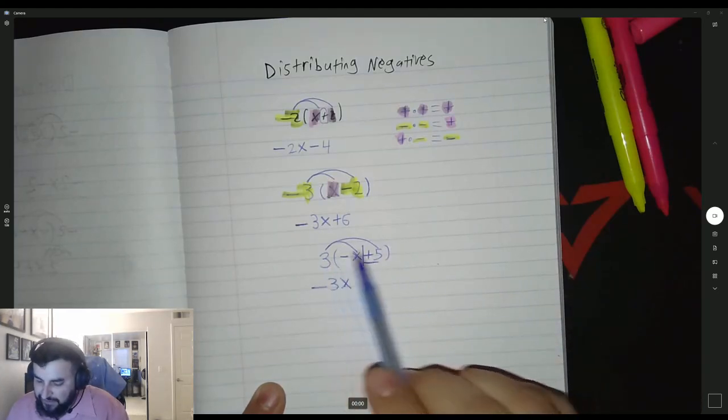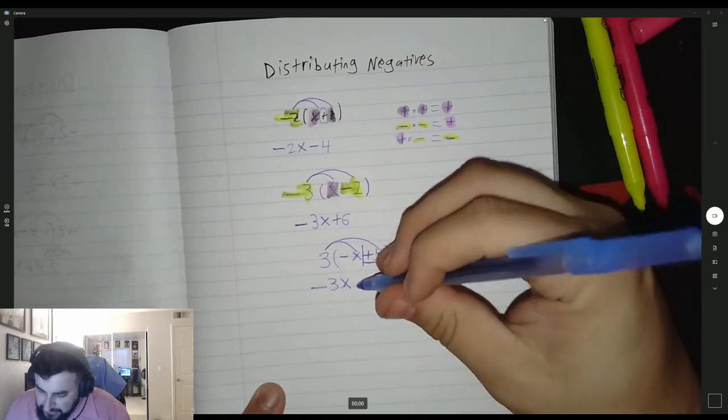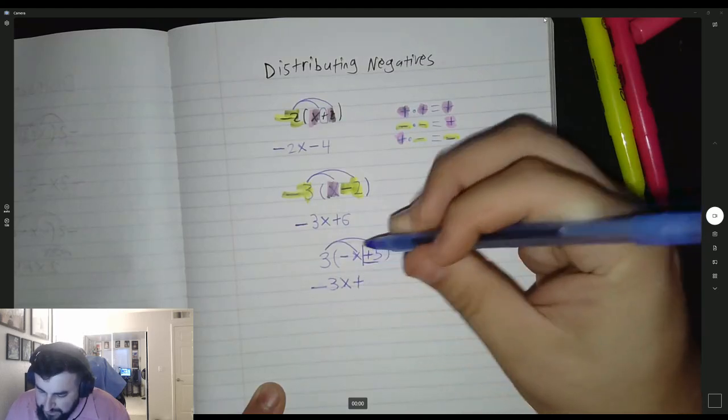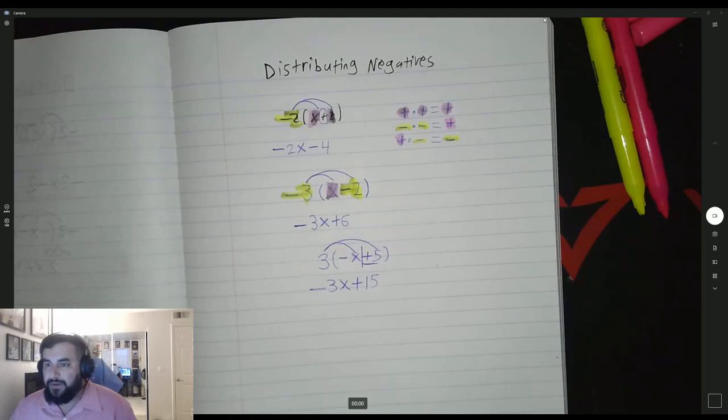So that's a positive and a positive, like up here. So a positive and a positive make a positive. So I need that plus sign right here. And 3 times 5 is 15. And boom, shakalaka. That is how you do it.